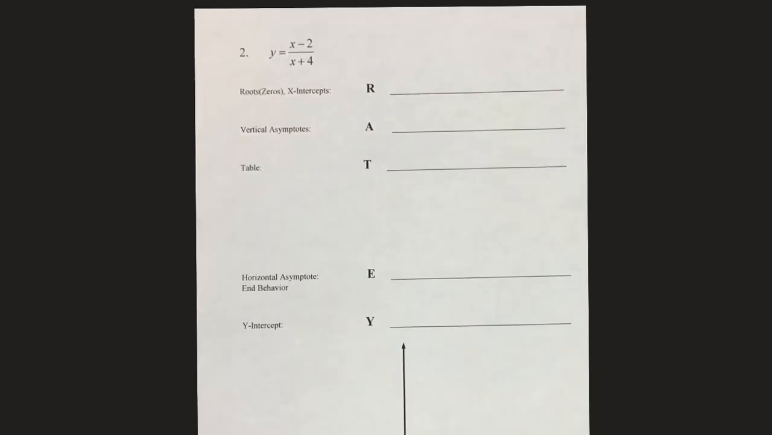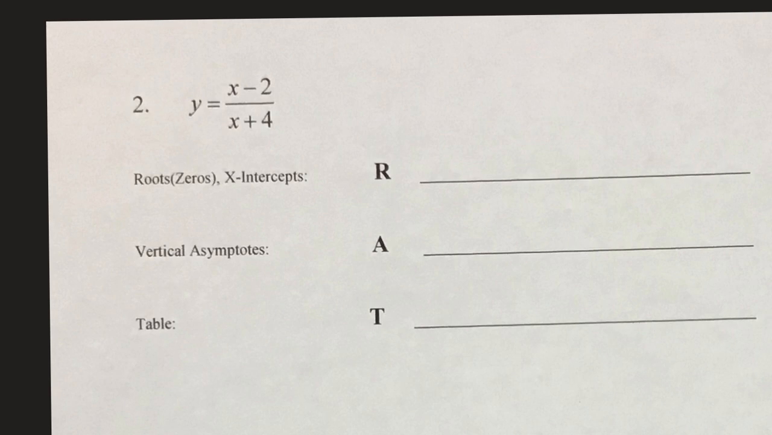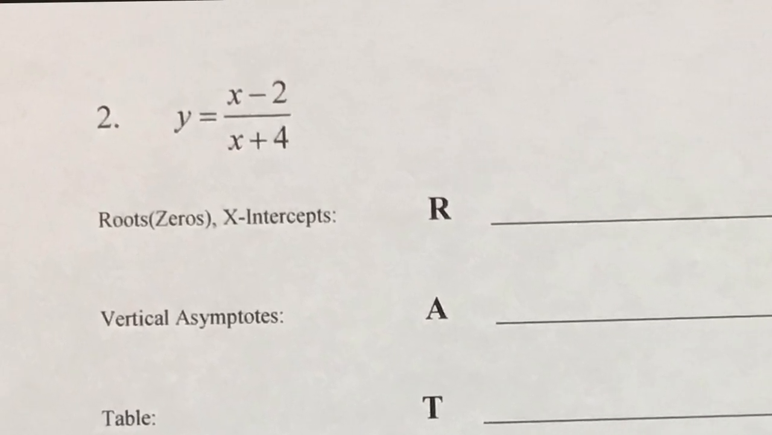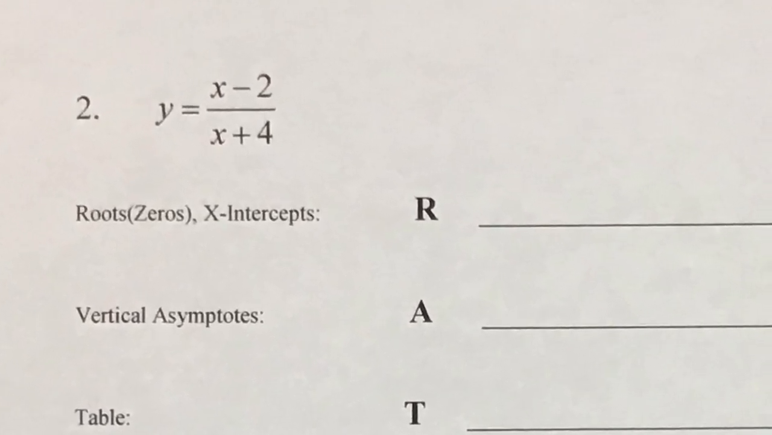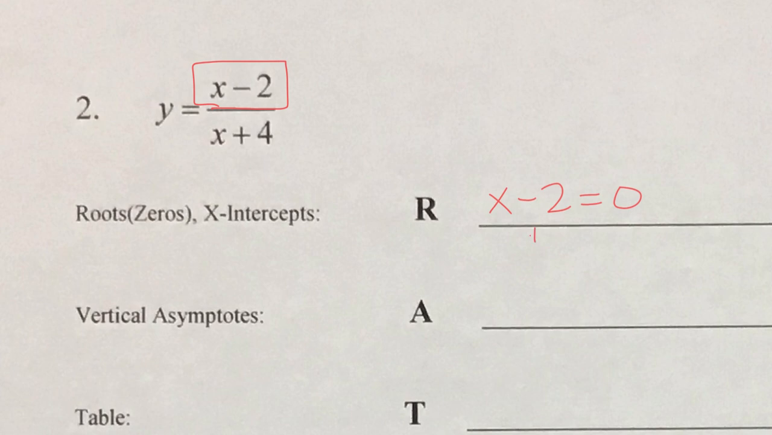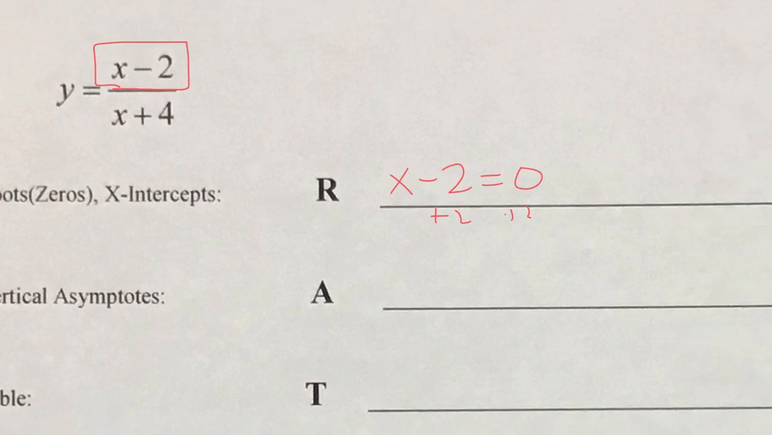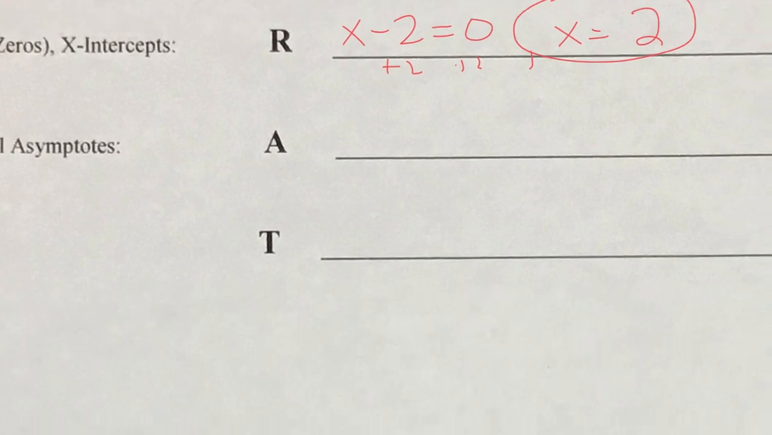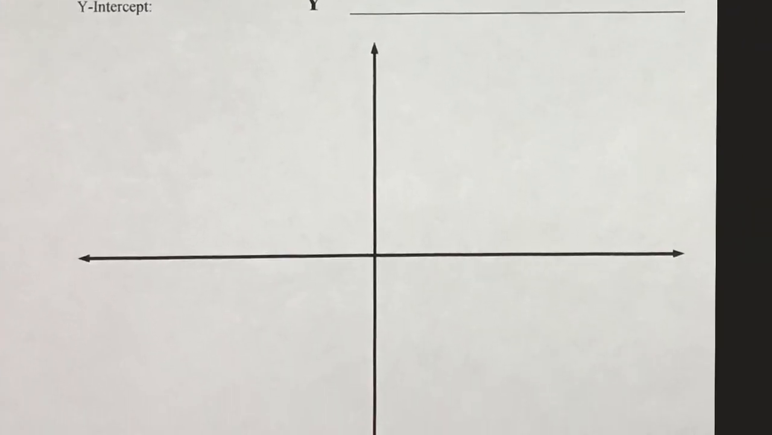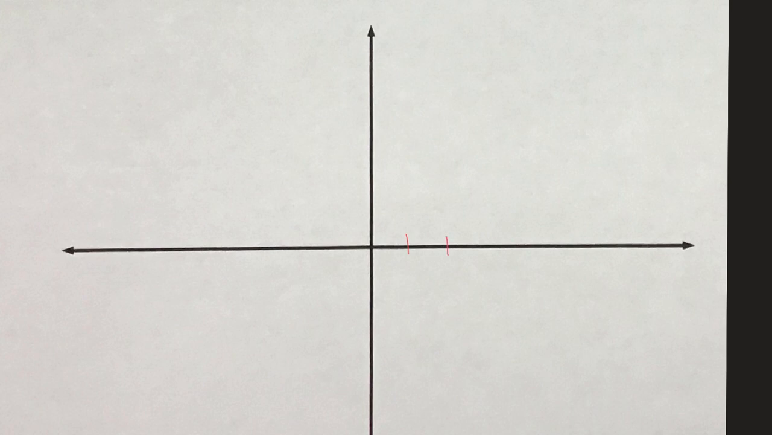So here's example number 2 from our little booklet. We have x minus 2 over x plus 4. So the roots come from your numerator. x minus 2 equals 0. So when we add 2 to both sides, x equals positive 2. Remember, that's your x-intercept. So when we come down to our graph, we put 2 tick marks to the right, and you put a closed dot on the x-axis, right? That is where it's going to cross the x-axis. Okay, this time we actually have an x-intercept.